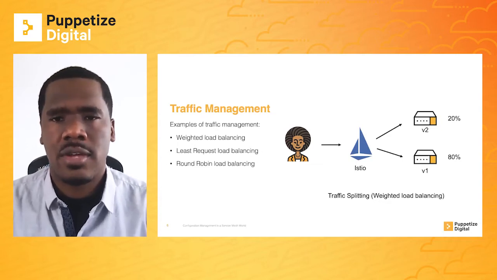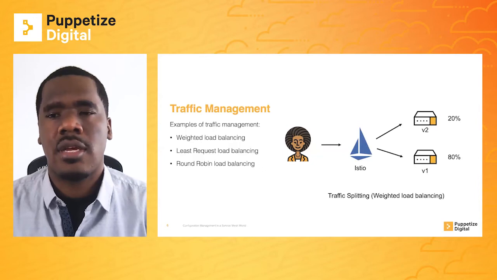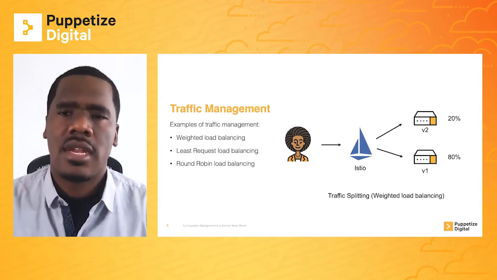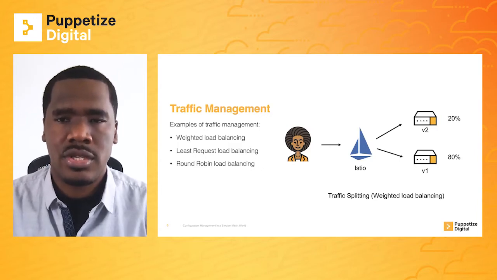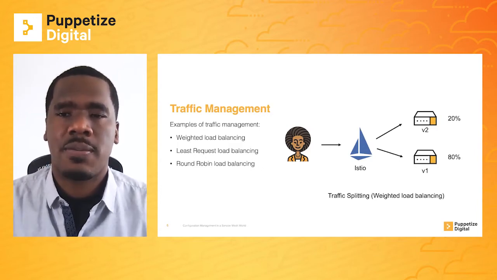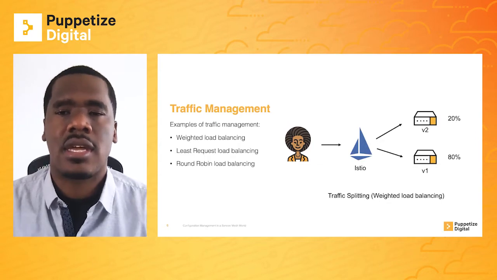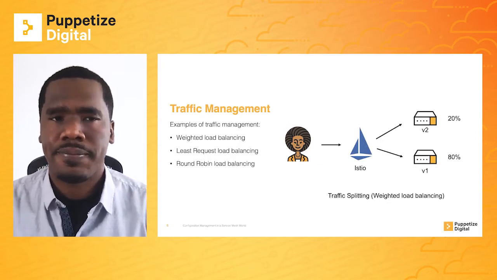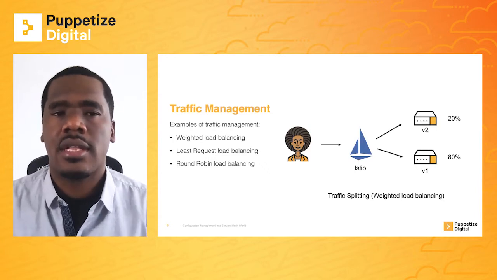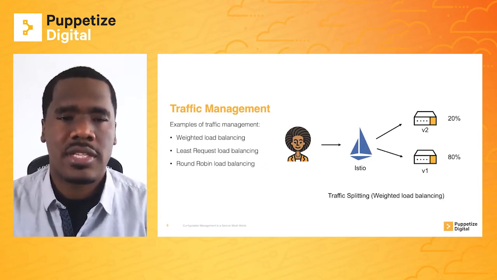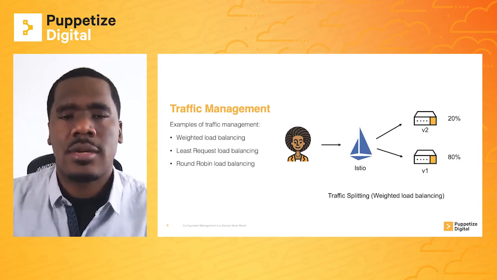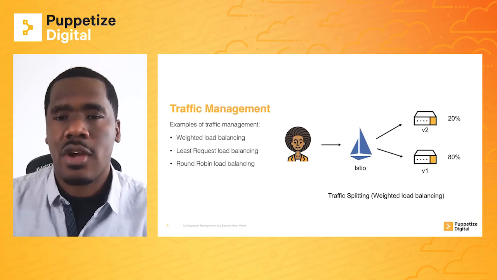And then what we can do as part of this is continually decrease the amount of traffic that goes to version 1 of the service and increase the amount of traffic that goes to version 2 of the service based upon what we're seeing from logs and seeing if version 2 of the service is responding as we expect it to. Additionally, there are things like least request load balancing, as well as round robin load balancing. So these give us all of these options in terms of how we manipulate traffic within our service mesh.